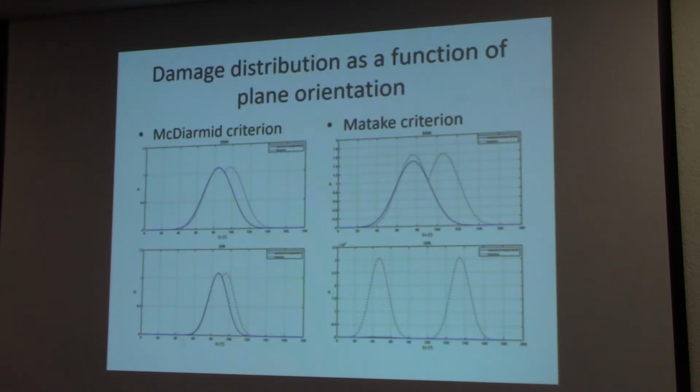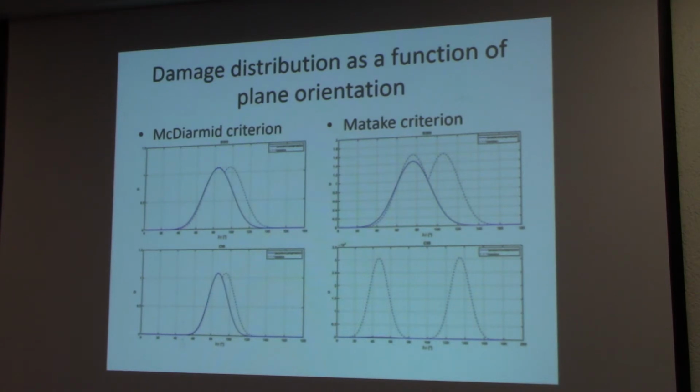Okay. So about the damage calculation and the non-critical plane. Both Matake and McDiarmid define the critical plane as the plane with maximal shear orientation. And if you have a look at this diagram, they are basically showing the damage per one loading cycle in a relative way, normalized to the damage in the critical plane.